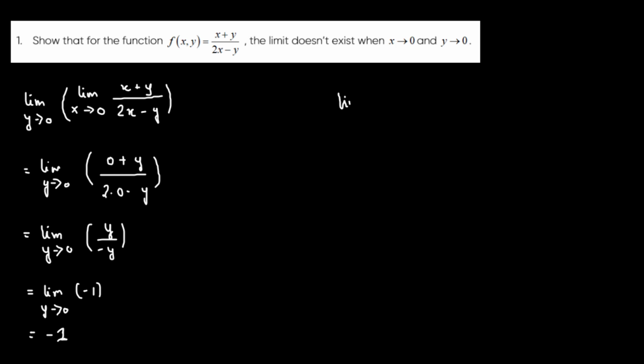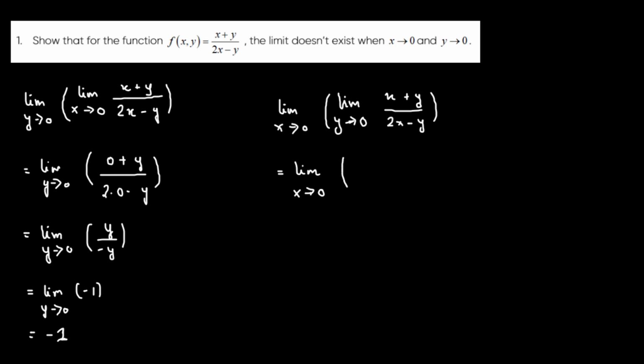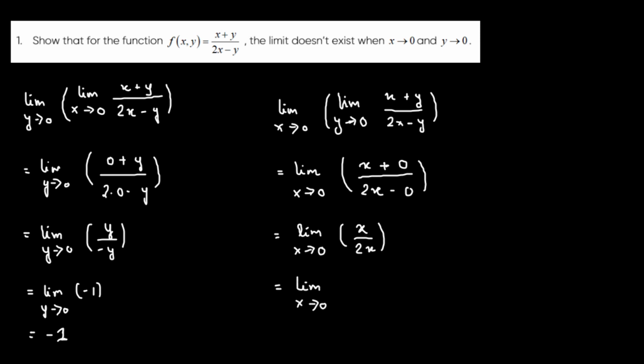Then the other way around, we determine the limiting value of the function as y approaches 0 followed by x approaching 0. To do that, we are going to replace the value of y with 0 into the given function. So that gives us x plus 0 divided by 2x minus 0, which leaves us with x over 2x. The x and x get factored out, leaving us with half. So we have the limit as x approaching 0 of half, which is half.